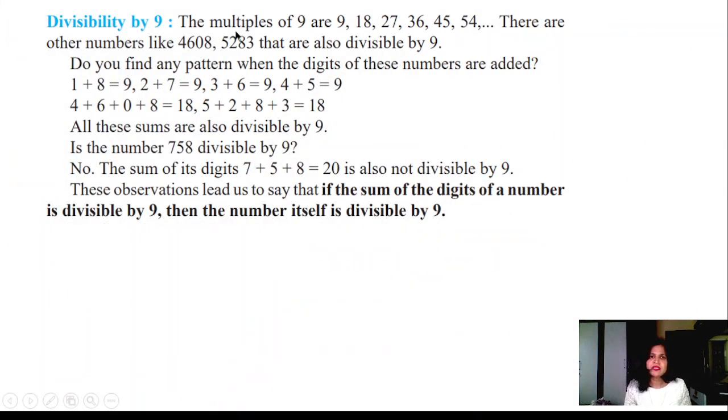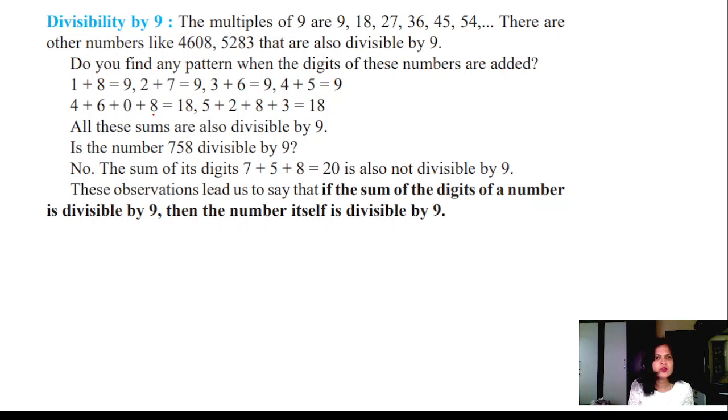Divisibility by 9. The multiples of 9 are 18, 27, 36, 45 and 54. Other numbers like 4608, 5228, 8316 are also divisible by 9. Do you find any pattern with the digits of these numbers added? 18, 1 plus 8 is 9. 9 is divisible by 9. 27, 2 plus 7 is 9. 9 is divisible by 9. 3 plus 6 is 9. 4 plus 5 is 9.